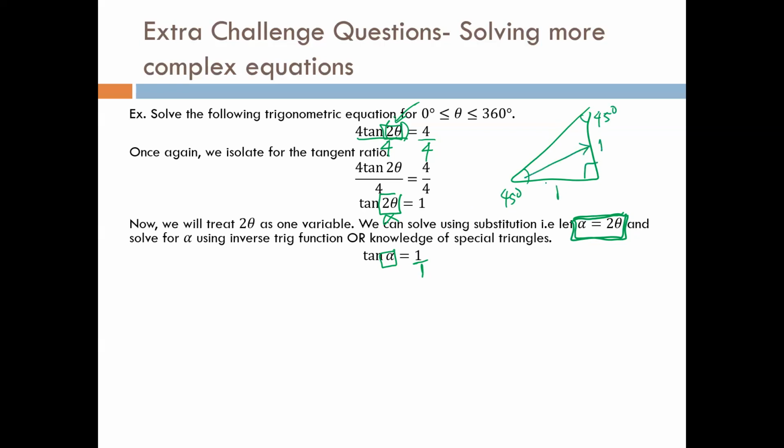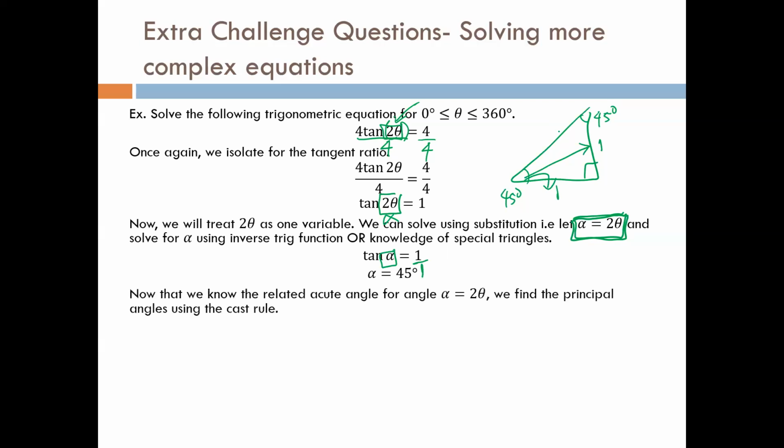So my opposite side would be 1, and my adjacent side would be 1 for either one of the 2 angles. And that means that alpha needs to be 45 degrees. You could also use a calculator as well. So you could do the tan inverse of 1 and you get 45 degrees. So now that we know what the related acute angle is, yes, exactly.